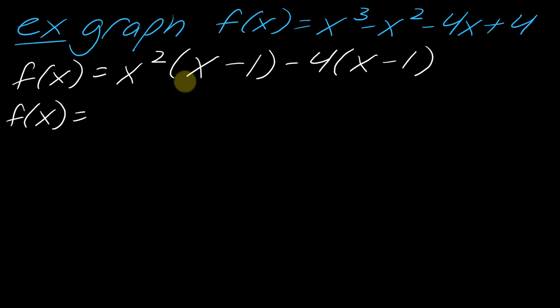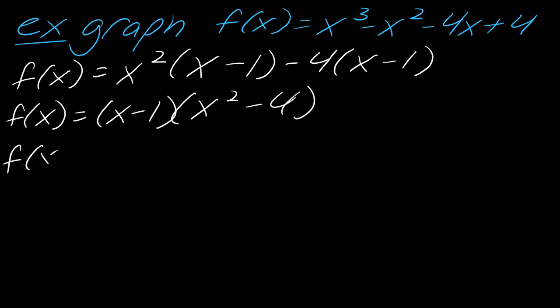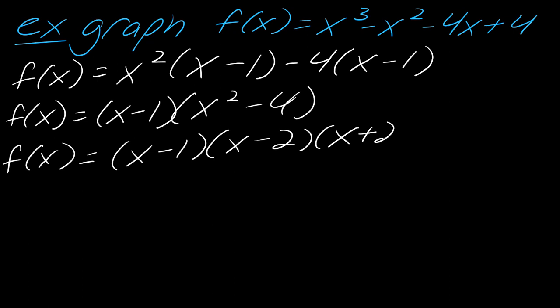grouping this. Since these both have x minus 1 in common, I'm going to write x minus 1 down first. And then I've got x squared minus 4, so that's going to be my other factor. And notice that x squared minus 4 will factor further, so we still have x minus 1, and this is x minus 2 and x plus 2.